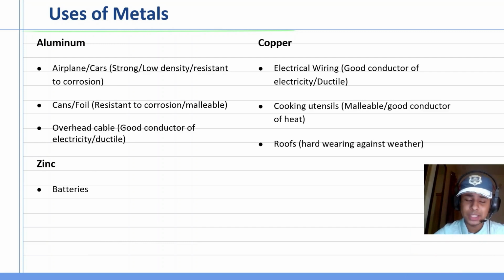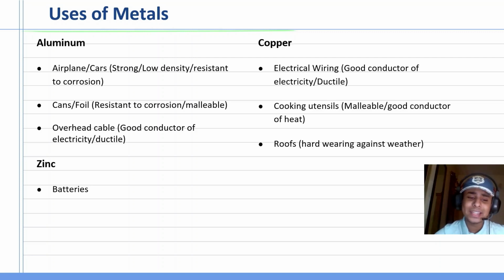First up is aluminium. Aluminium is strong, but unlike other metals, it has a low density. However, it is very resistant to corrosion, and that is why it is used in the manufacture of airplanes and cars. It is also used in the manufacture of cans and foils, as it is malleable and provides a very good resistance, as I said earlier. It is also used in overhead electric cables, as aluminium is a good conductor of electricity and is ductile. And as I said before, ductile means something that can be stretched.